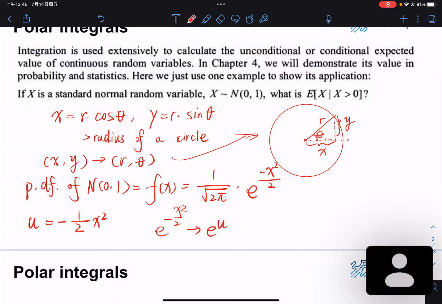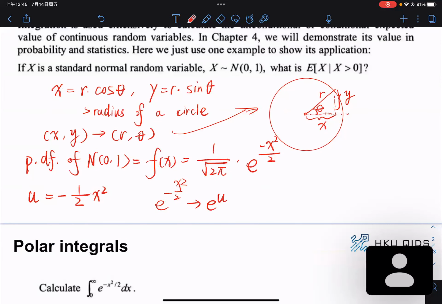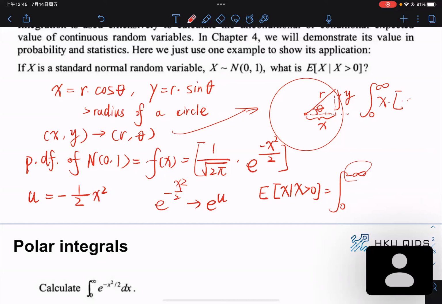So it is going to be the same as taking the expectation of x given x larger than 0, which is going to be the integral from 0 to negative infinity. Please take notes here: actually, this negative infinity is on the top. And why is it the case? Because originally we are going to take the integration of x multiplied by this part, dx, right?